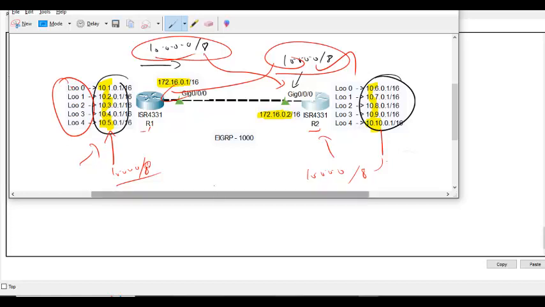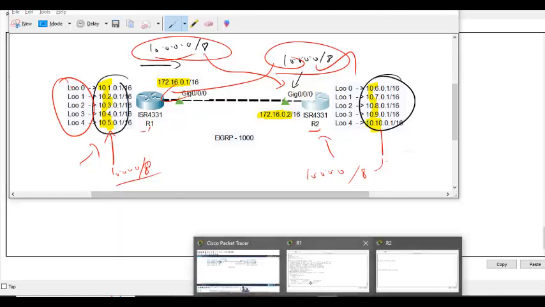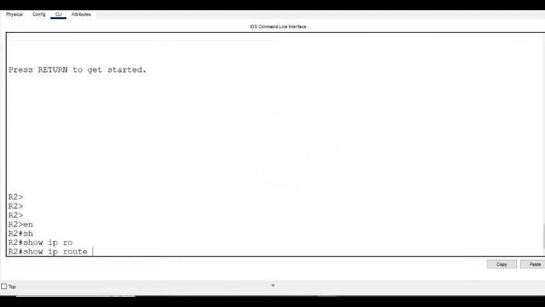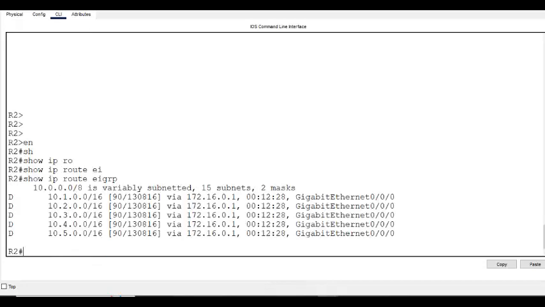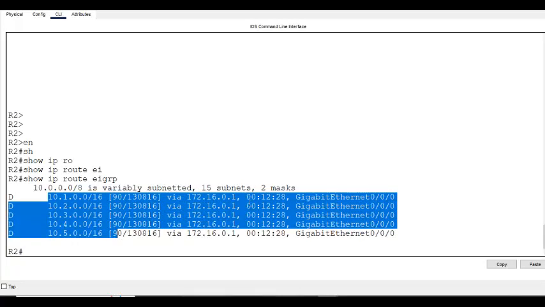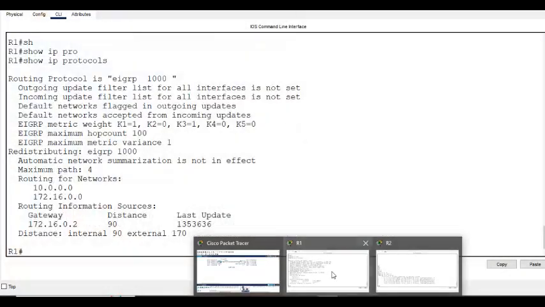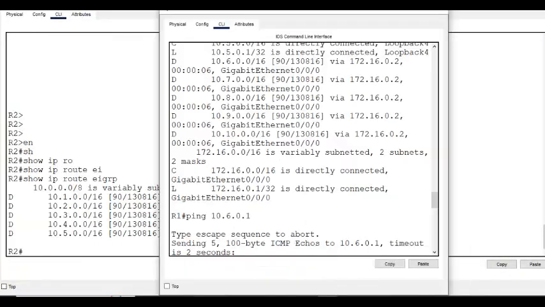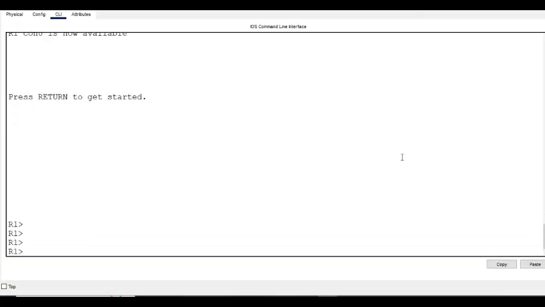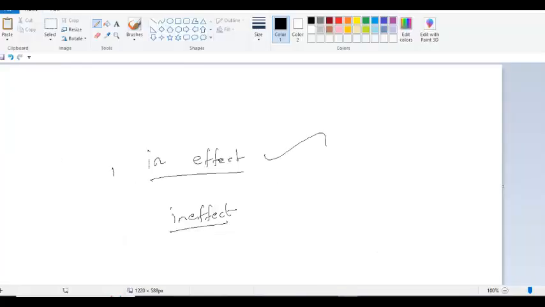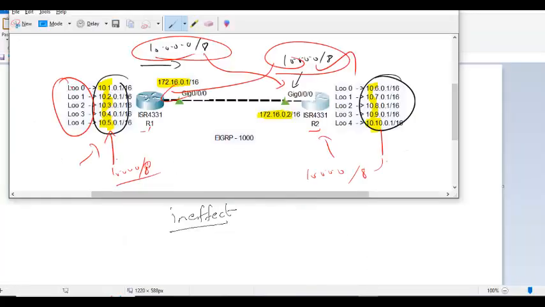Likewise, if you go to router 1 and see router 2's network, I see all five networks. But I don't want this. I would like to advertise a few networks, not all of them. Let's say I will advertise only this. Likewise, here I want to advertise only this. You understand? I don't want to advertise any other network.